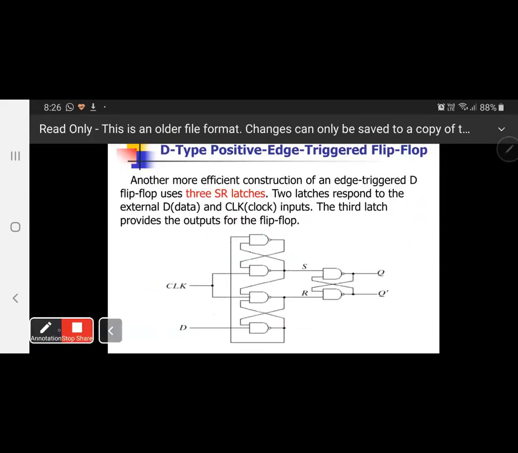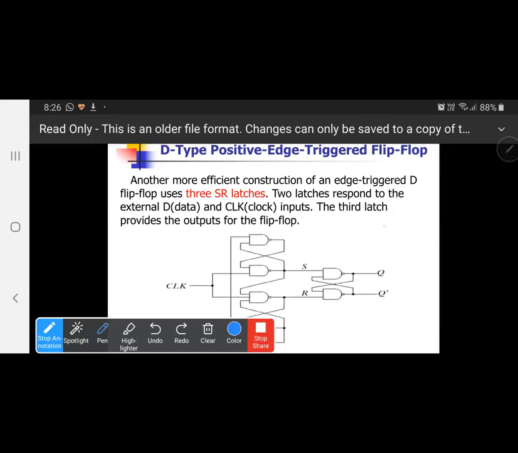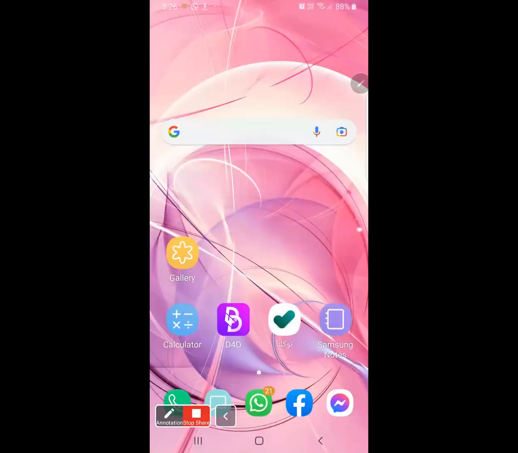Now D type positive edge triggering. What is this? For D type, this is the circuit, and the complete circuit is in the box. You should not learn how to make this circuit. Just know that this is the triggering circuit. That's it.